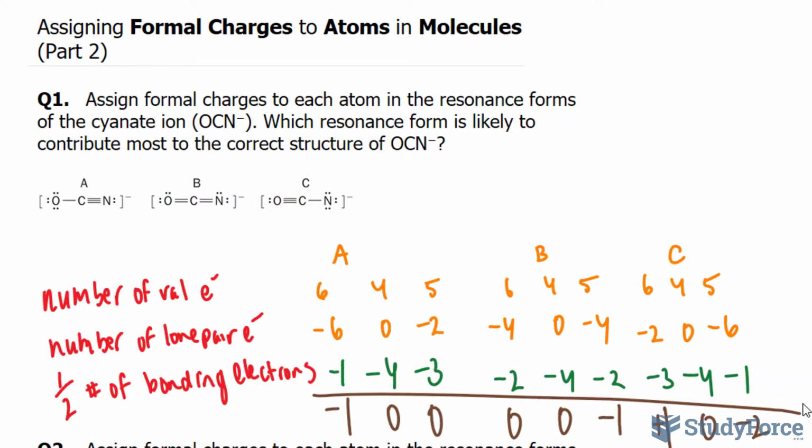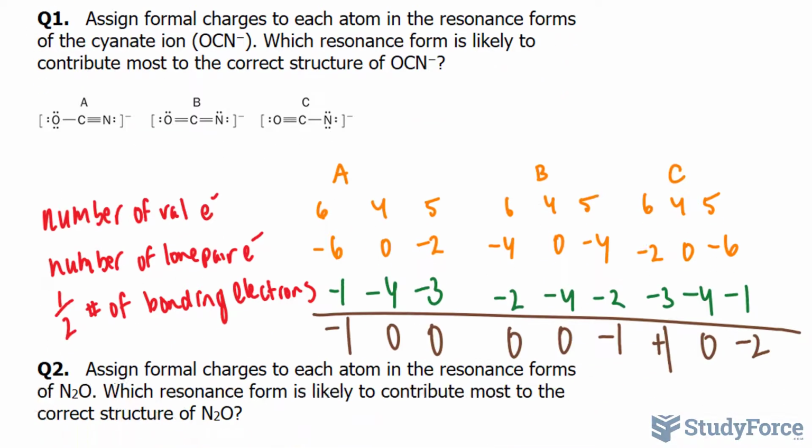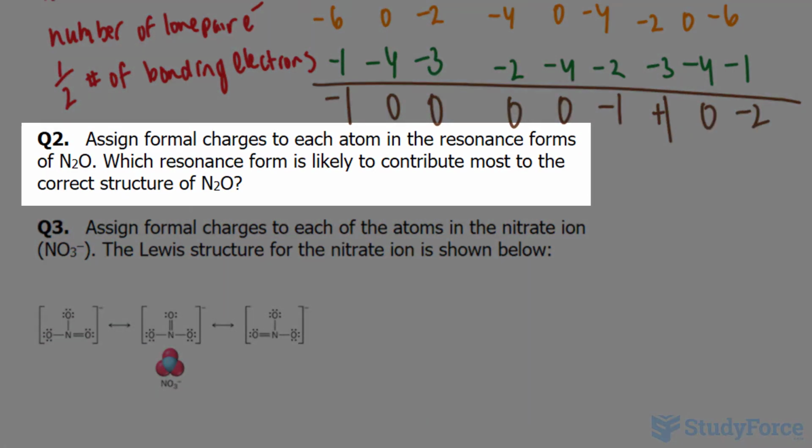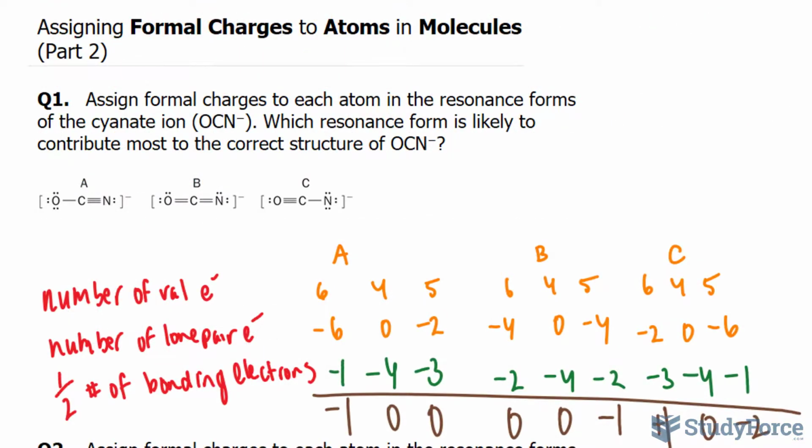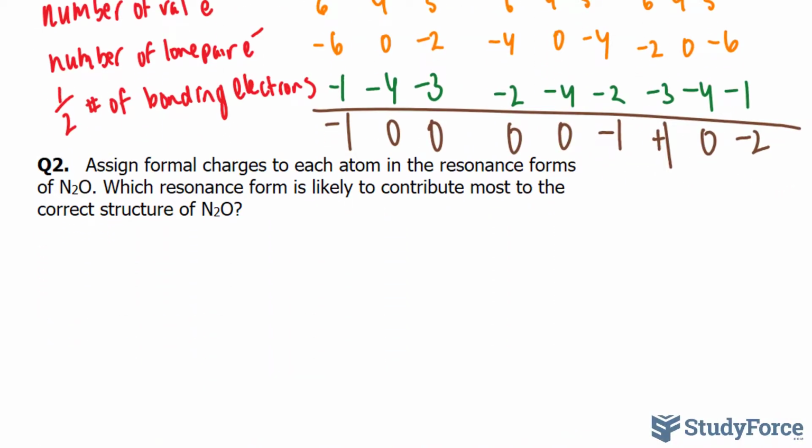In part 2 of this series, I'll show you how to assign formal charges to atoms in molecules. We ended off with question 2, where we're expected to assign formal charges for each atom in the resonance forms of N2O. Which resonance form is likely to contribute most to the correct structure of N2O? Now, unlike in question number 1, we're not given the resonance structure. So we want to start by creating the resonance structure for N2O.